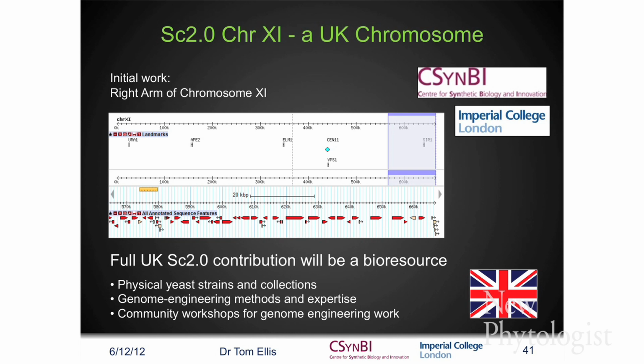So we're now proposing chromosome 11 as the UK chromosome, to synthesize the entire synthetic version of this chromosome as part of the synthetic yeast project. And the full UK contribution is proposed to be a bioresource, so that we can make all the physical yeast strains and collections associated with this work and all the international work available for everyone to plug in and make use of, and also to teach the genome engineering methods, expertise, and software that's required for this project to the community here.